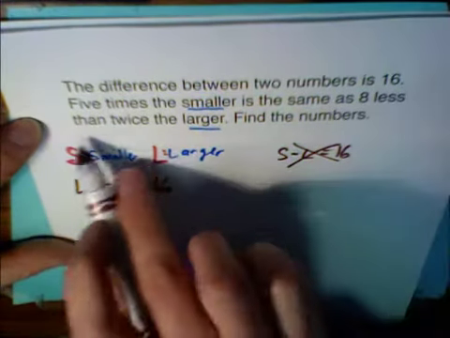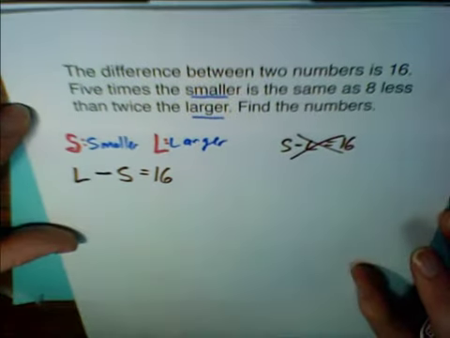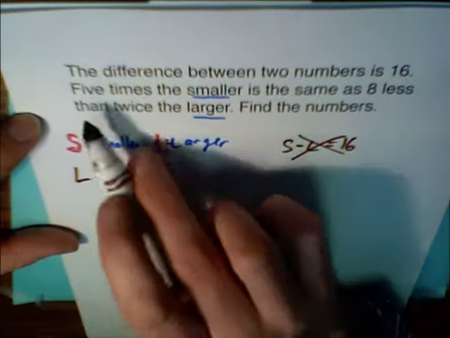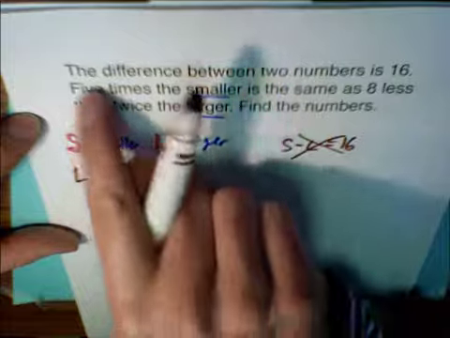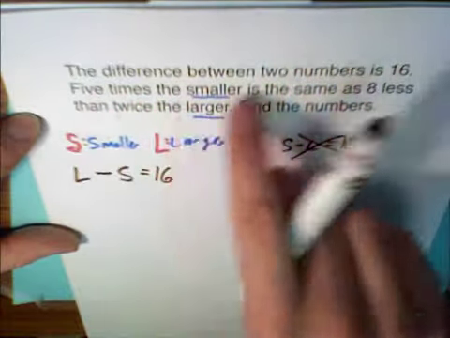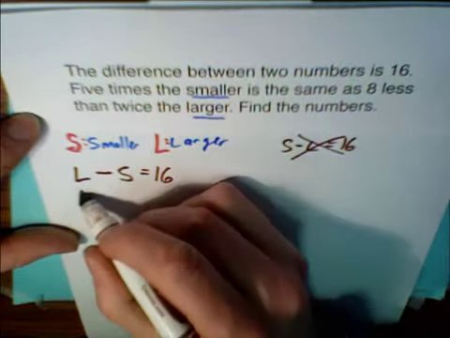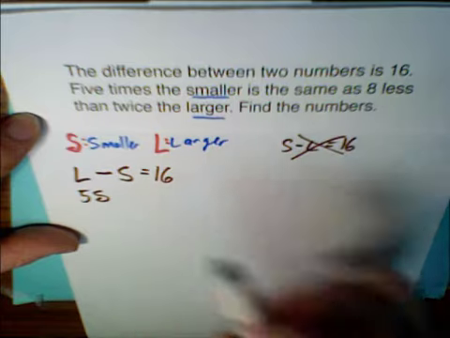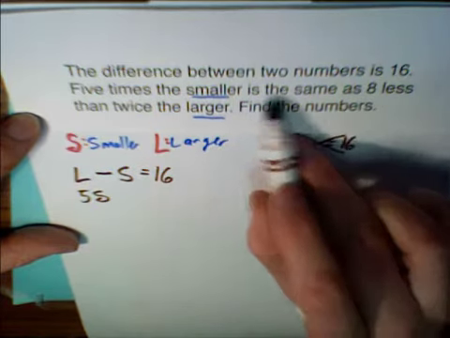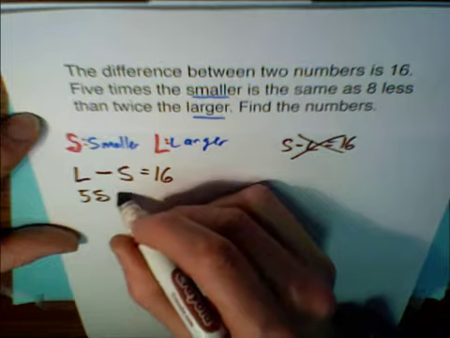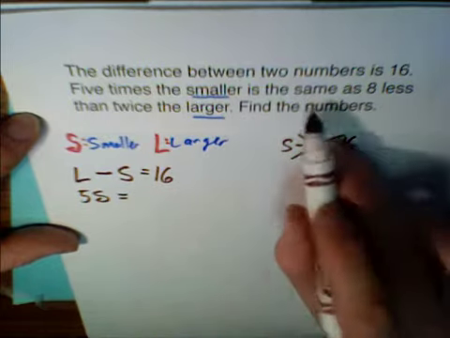Next, we have a lot more in this second equation, second statement. 5 times the smaller. Let's just read left to right. 5 times, which means multiply by 5, the smaller, S. 5S is the same as. Those 4 words translate to equals. Is the same as, equals.